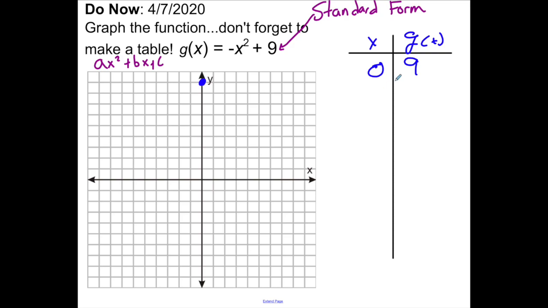All right, and now the next easiest number that we'd want to plug in maybe is 1. So let's try 1. Okay, so if I plug in 1, it looks like this. So 1 squared is 1. This makes it negative 1. Negative 1 plus 9 is 8. Now I do 2. 2 squared is 4. This makes it a negative 4. Plus 9 is 5.